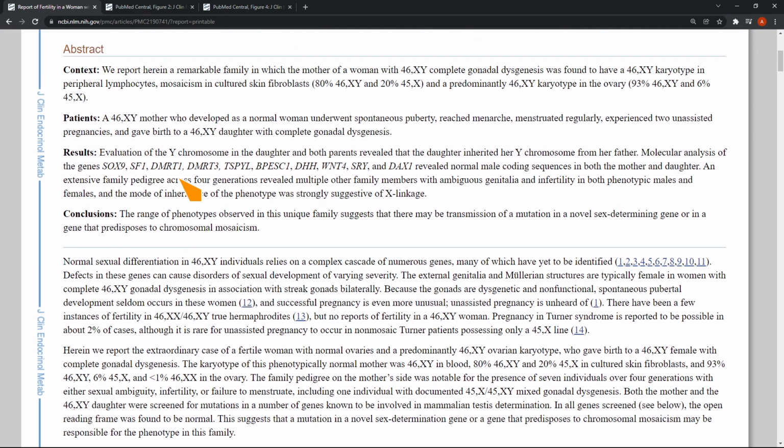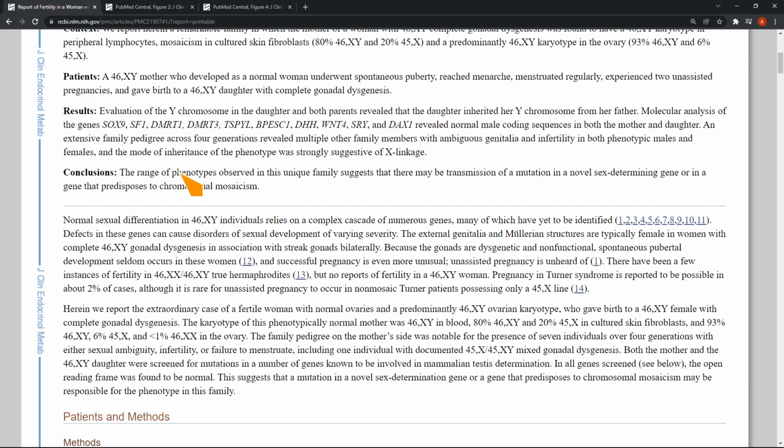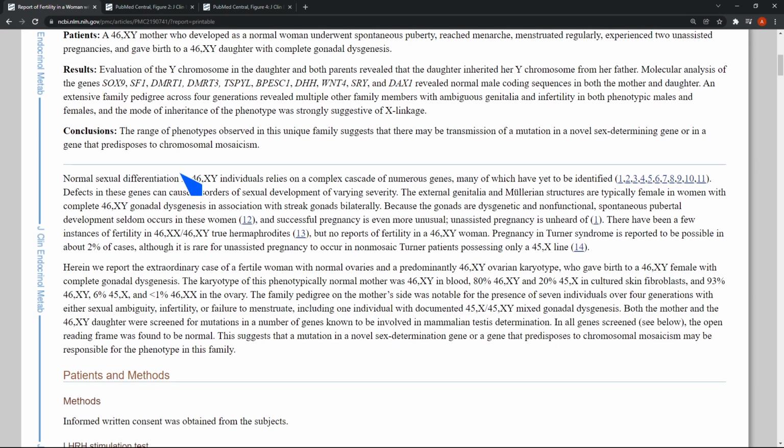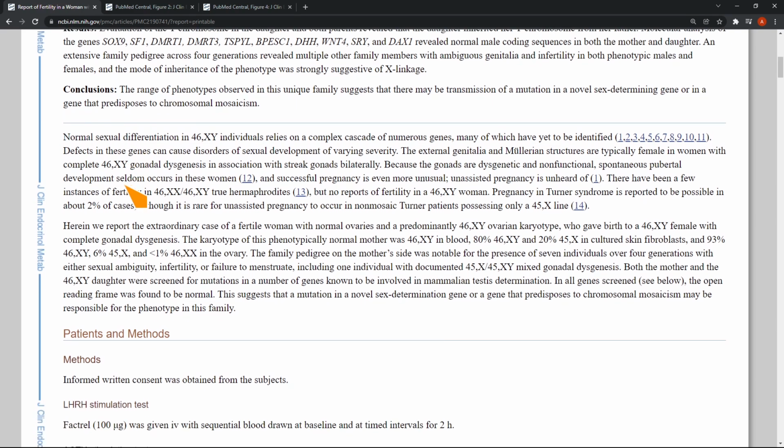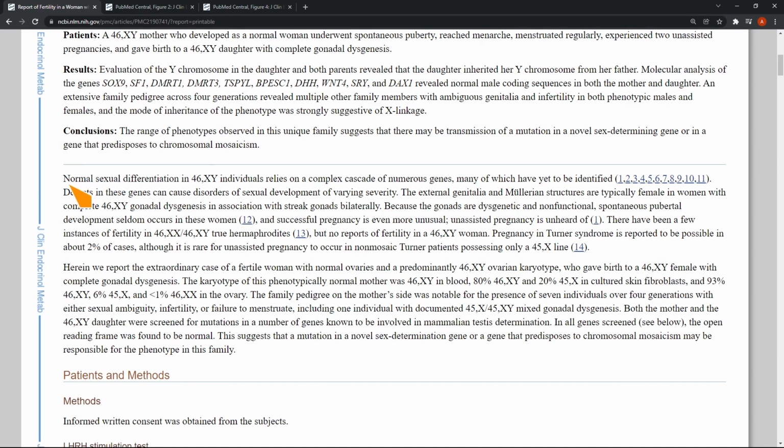So we'll skip the abstract because we're gonna really sink our teeth into this one, and we will start with this little introduction that says normal sexual differentiation in 46XY individuals relies on a complex cascade of numerous genes, many of which have yet to be identified, and this has 11 individual citations backing up this one sentence. You love to see it. There is a lot of info in just this sentence.